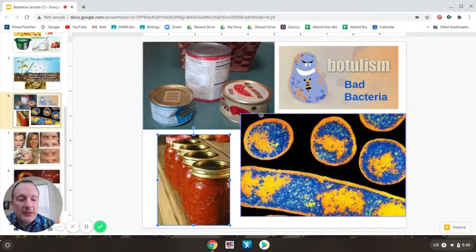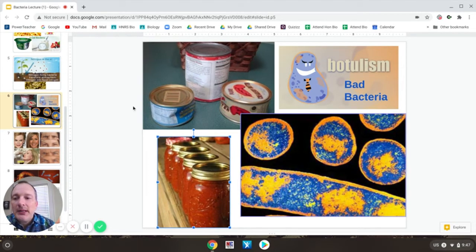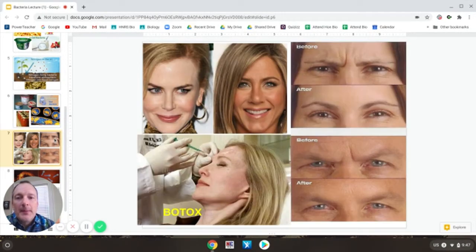Now, the weird thing about this, though, is that botulism toxin is exactly the same thing that some movie stars are injecting into their faces to get rid of wrinkles. That botulism toxin will paralyze the muscles in certain areas of your face and skin. And when those muscles are paralyzed, they can't contract and cause wrinkles. So it gives the appearance of not having as many wrinkles. Now, you don't have as much facial expression anymore because your face is kind of partially paralyzed, but it does kind of get rid of wrinkles.